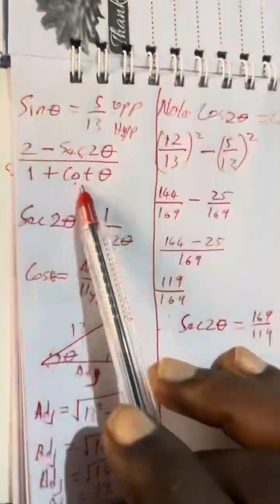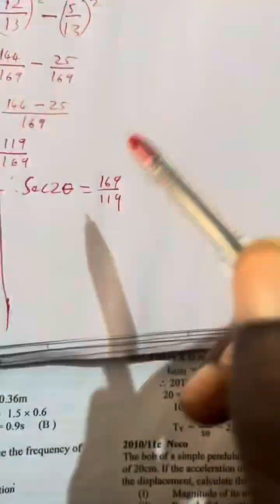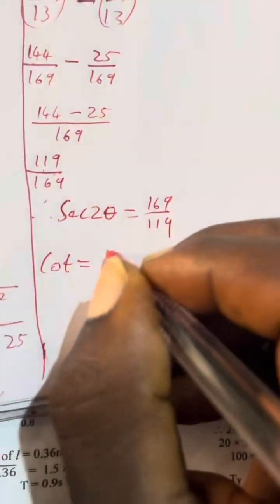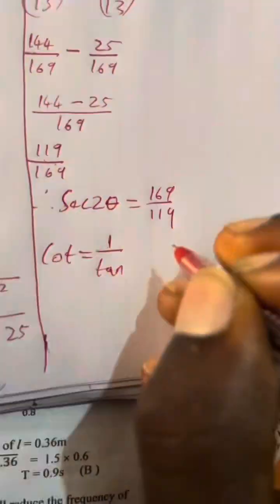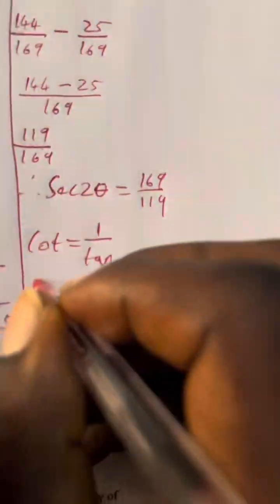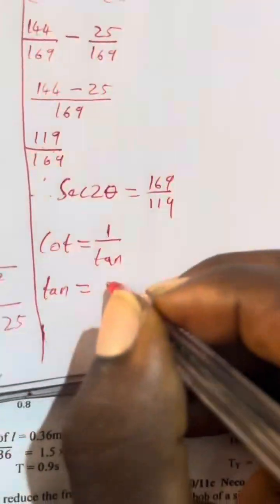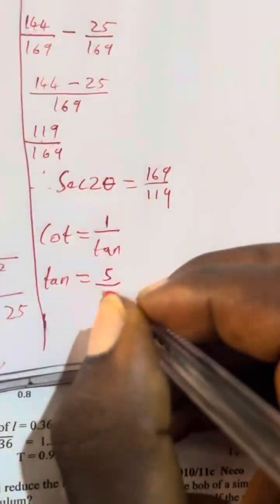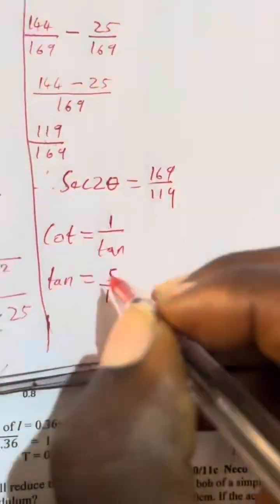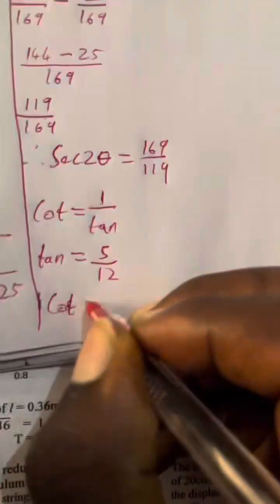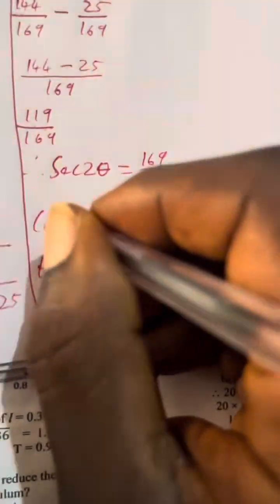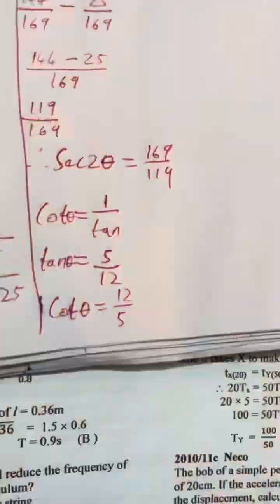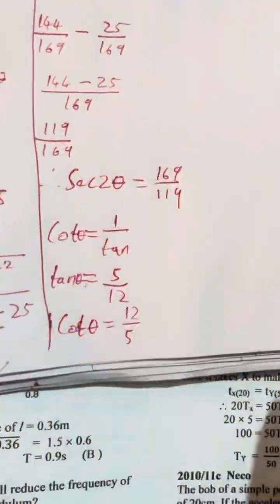The next one is cot theta. What is cot? Cot is the inverse of tan, that is 1 over tan. And tan is opposite over adjacent, that is 5 over 12. So cot theta is equal to 12 over 5, taking the inverse of tan theta.